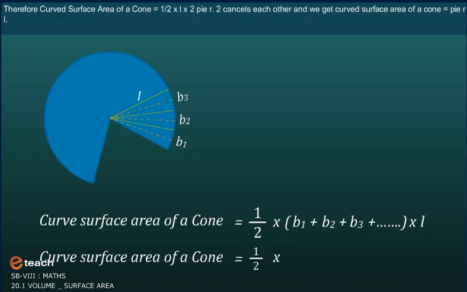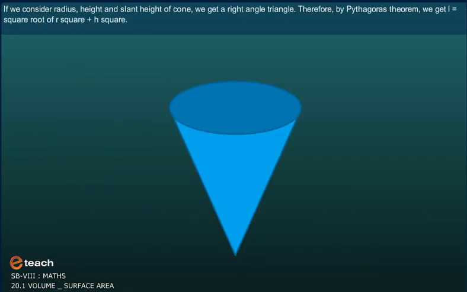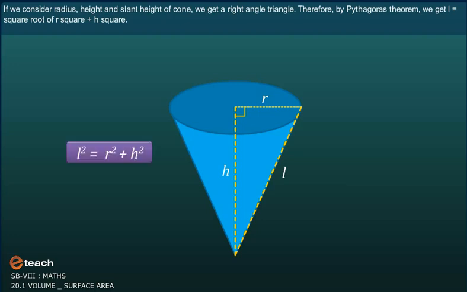Therefore, the curved surface area of a cone is equal to 1 by 2 multiplied by L multiplied by 2 pi r. The 2s cancel each other and we get the curved surface area of the cone is equal to pi r L. If we consider the radius, height and slant height of the cone, we get a right angled triangle. Therefore, by Pythagoras theorem, we get L is equal to square root of r square plus h square.